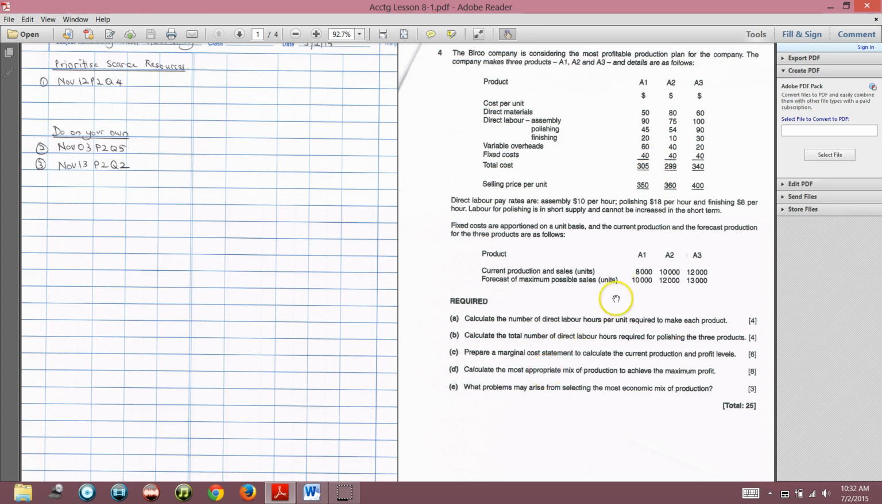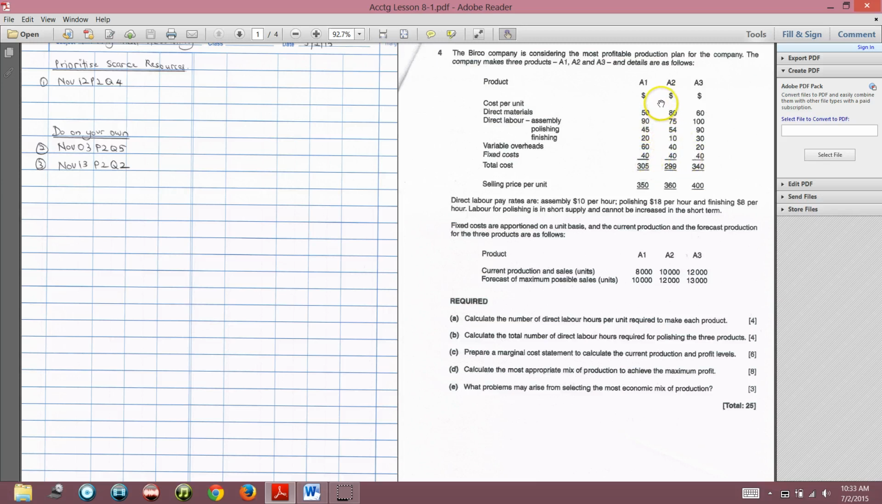Now they are saying to calculate the most appropriate mix of production, given that labor for polishing is only 110,000 hours and cannot be increased. So labor for polishing is a scarce resource. Given the most appropriate production mix, fixed cost is irrelevant, because whether we produce less or more, the fixed cost for the whole company is still 1.2 million. It cannot be increased, and it won't decrease either. So we just ignore fixed cost, and calculate which product is most profitable without taking fixed cost into consideration.